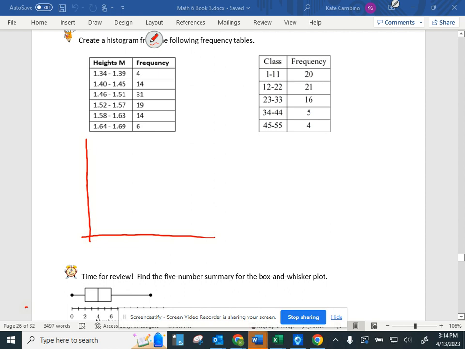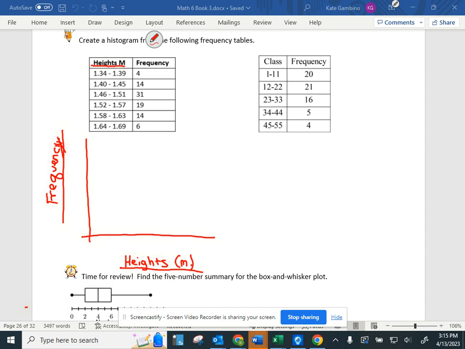we know that on the left side is going to be the frequency on that y-axis. How often did it occur? What was the frequency? So that's always on the left. So on the bottom, we're going to put our heights, and that M means that the measurements are in meters. So the heights, and that M would be meters.